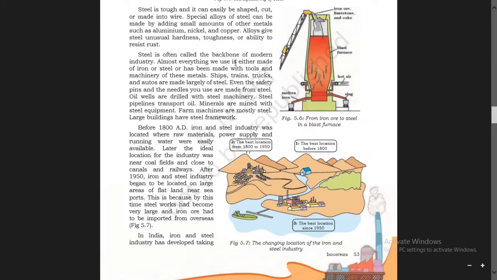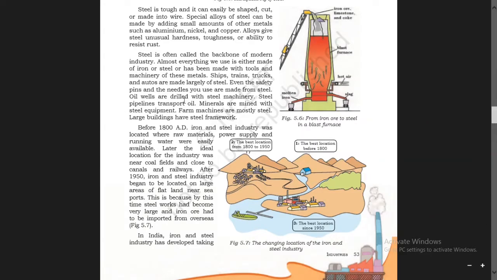Almost everything we use is either made of iron or steel or has been made with tools and machinery of these metals. Ships, trains, trucks, and autos are made largely of steel. So these are the products we can make with the help of steel metal. Even the safety pins and the needles you use are made of steel. Here you can see, right from needles or safety pins up to big ships, all are made of steel. You can imagine the importance of steel, and how it becomes the backbone of modern industry.